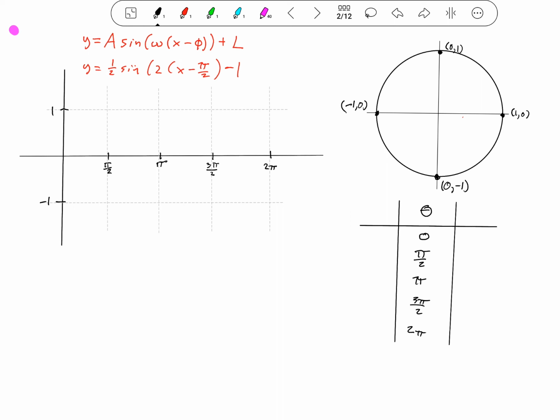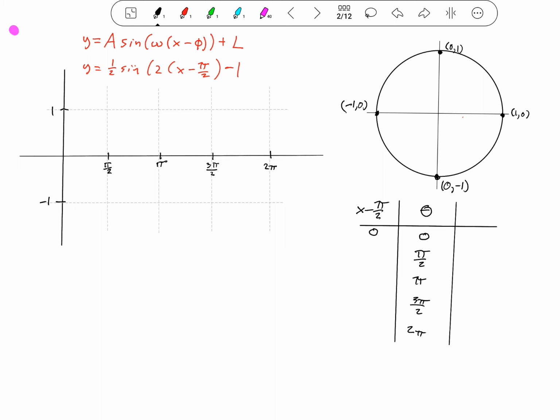But if I think about what happens when my omega is 2, when my inside multiplier is 2, when my x value has changed by pi, my angle has changed by 2 pi. So to correct for that, I'm going to be dealing with x minus pi over 2. To get to 0, x minus pi over 2 would be 0.